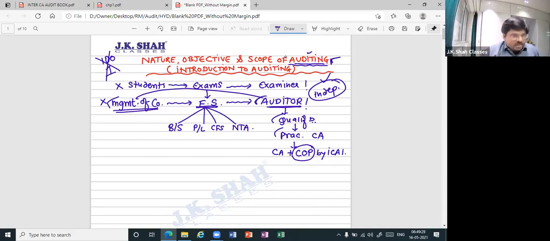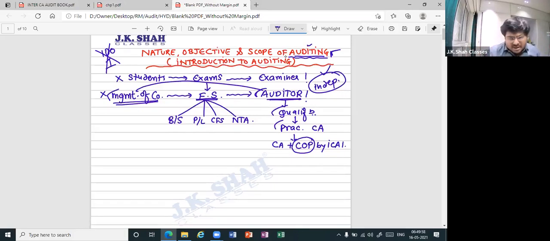Now, important to understand. In examinations, by default, whenever they just say chartered accountant, we will always assume he is a practicing chartered accountant. Repeating, in examinations, whenever they use the word chartered accountant, by default we assume that he is a practicing chartered accountant. Just to give you examples and avoid confusion, here are 3 examples.